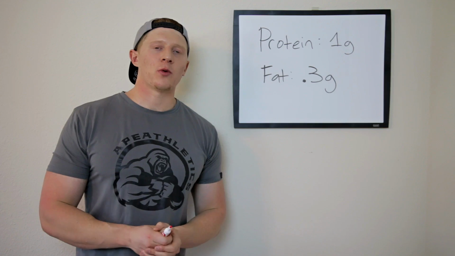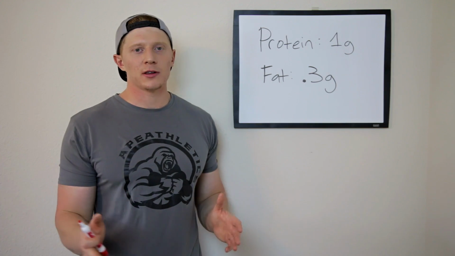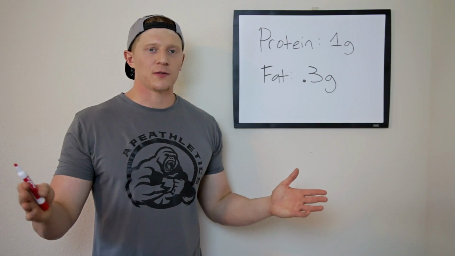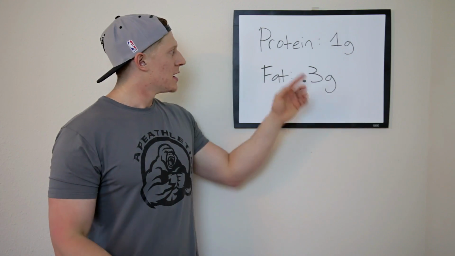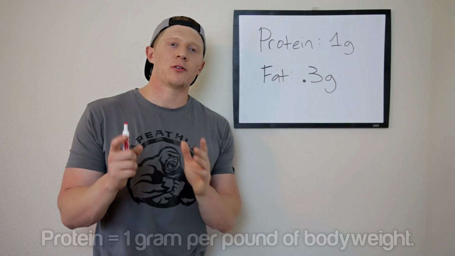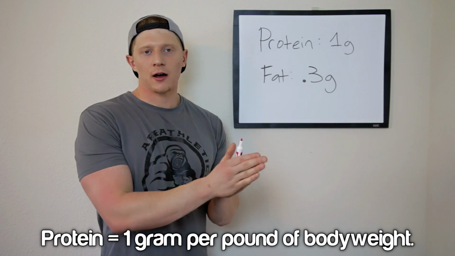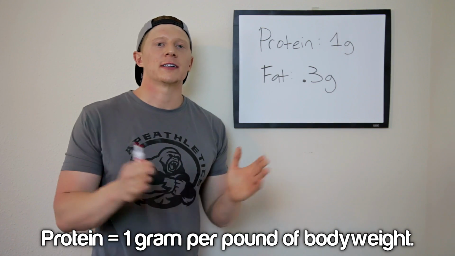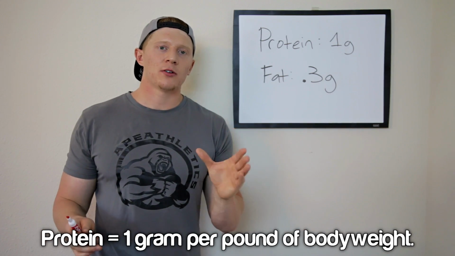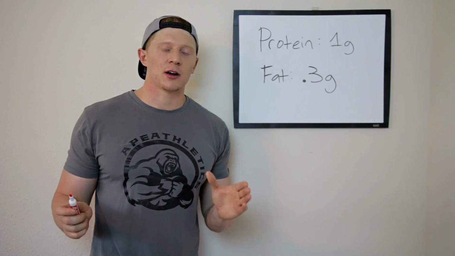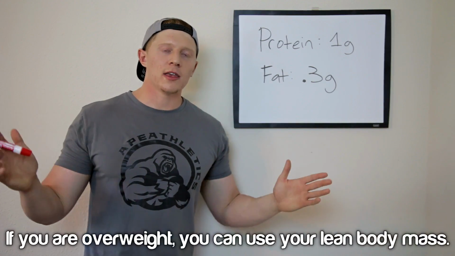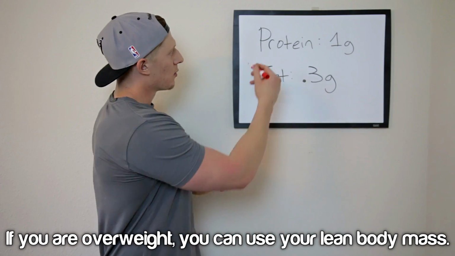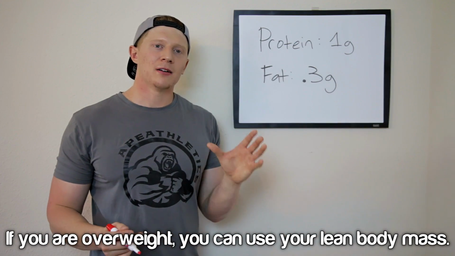Now the first 2 macros that we are going to cover are really, really easy. 2 out of the 3 macros you can figure out within seconds if you have a calculator, or if you're good at math, you might not even need one. So protein, you're going to try to get around 1 gram per pound of body weight. Now remember our example person, he is 200 pounds. So that's a great place to start right there. And keep in mind, with these numbers, if you're really overweight, you can use your lean body mass. But today, we're just going to go with the 200-pound male example.